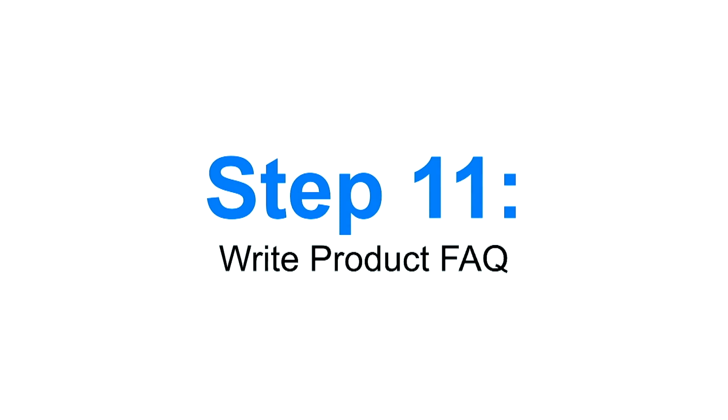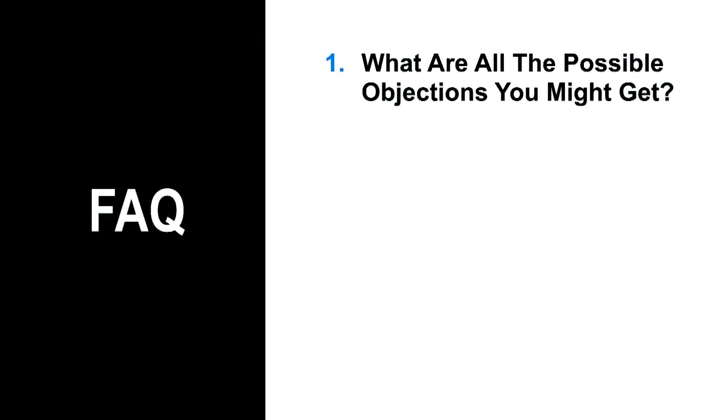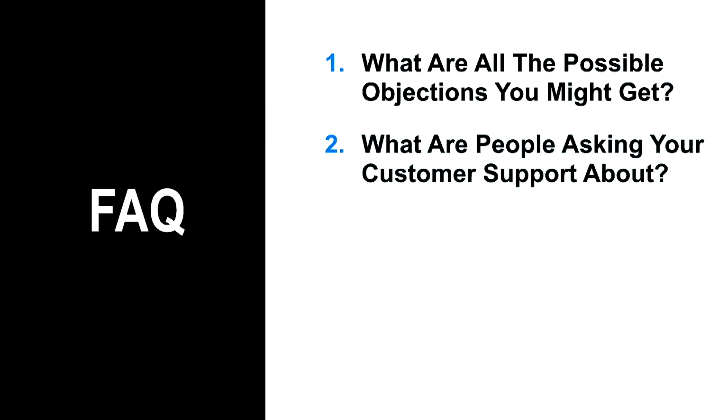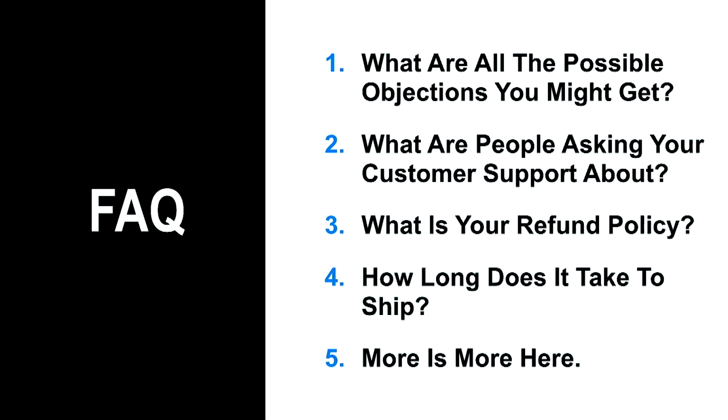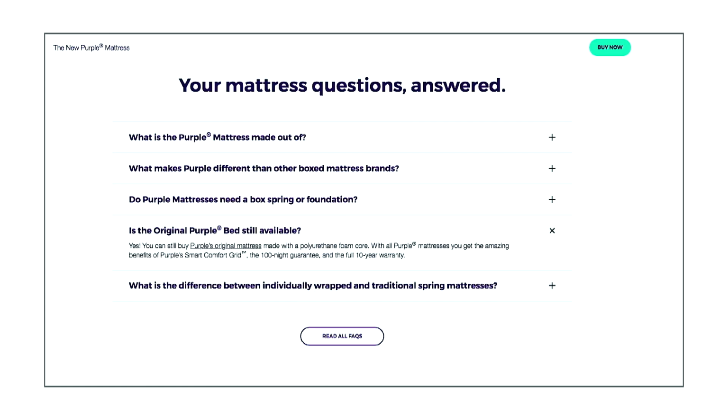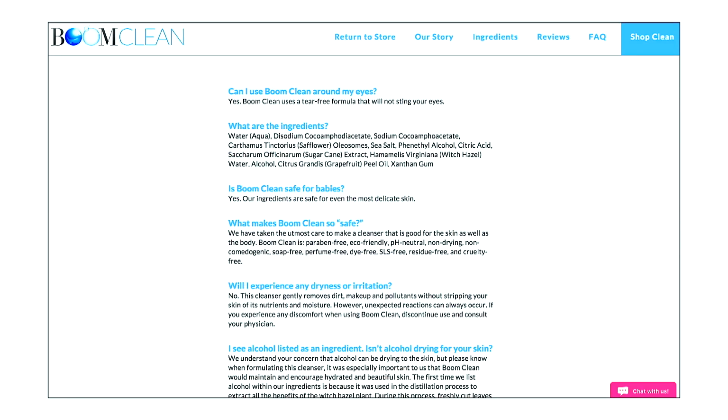Now this one isn't super common, but I do highly recommend it. Write a product FAQ. So, what you want to answer in this are, what are all the objections that you might get? What are the people asking your customer support about this product? What's your refund policy? How long does it take to ship? More is more with this. You'll notice Purple Mattress does this on their product offer page. We do this on all of our product offer pages.